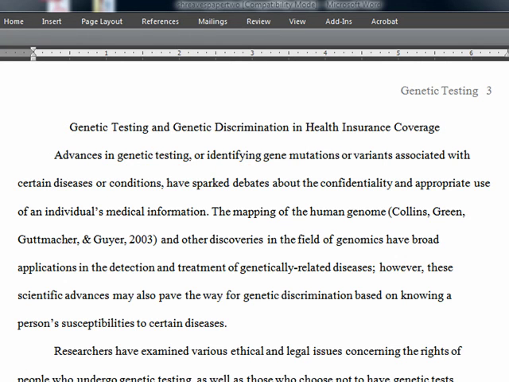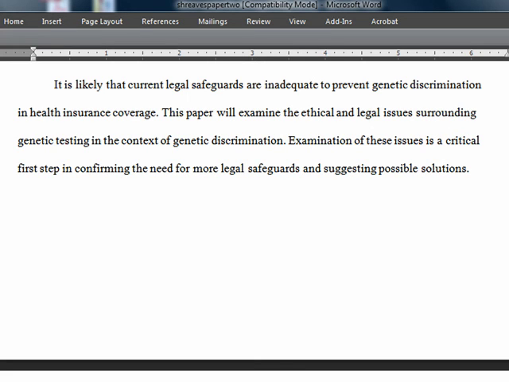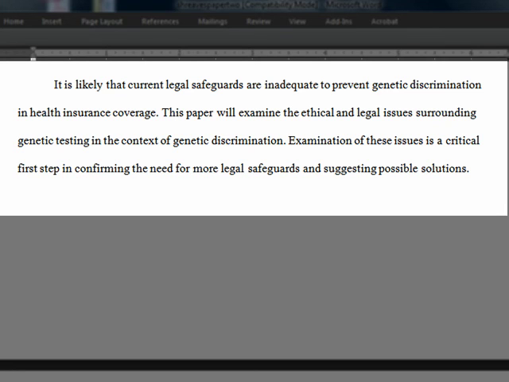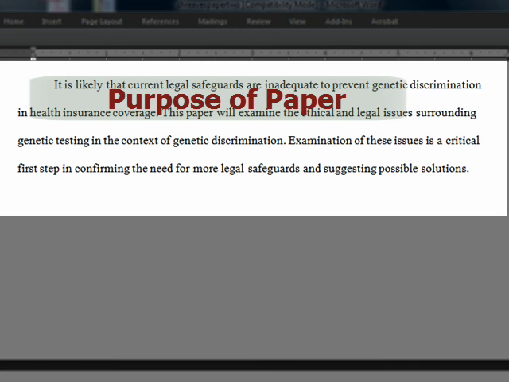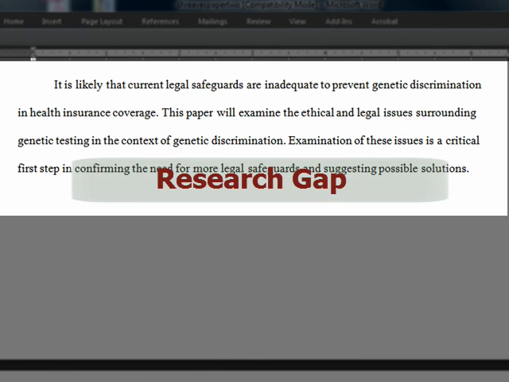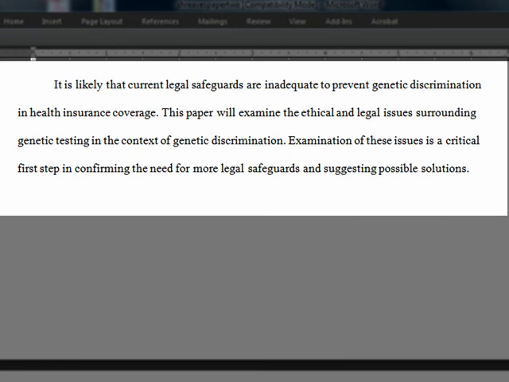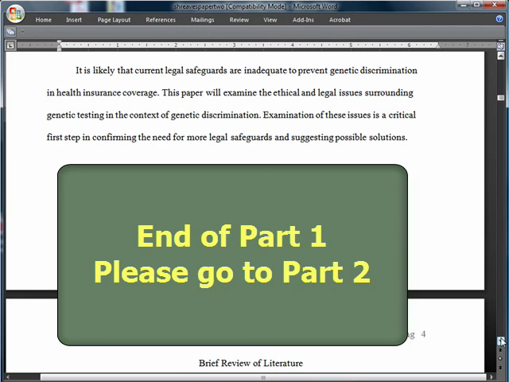So as you can see, this entire first paragraph was devoted to a statement of the problem. Let's skip down to the third paragraph, because here we are supposed to see a statement of the purpose of the paper. Let's take a look. "It is likely that current legal safeguards are inadequate to prevent genetic discrimination in health insurance coverage. This paper will examine the ethical and legal issues surrounding genetic testing in the context of genetic discrimination." That's the statement of the purpose. Here is the research gap or need that it fulfills. "Examination of these issues is a critical first step in confirming the need for more legal safeguards and suggesting possible solutions." And that is a solid introduction section for an APA paper.